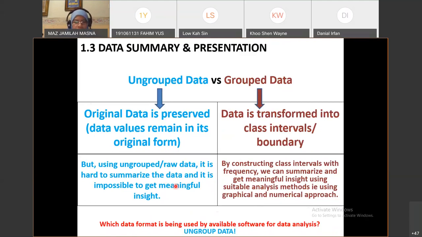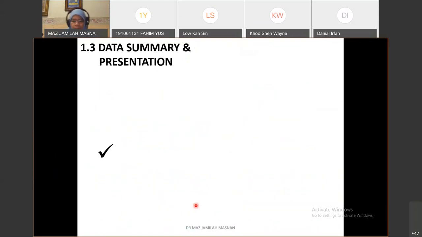ungrouped data. Because why? Grouped data will no longer be used for analysis, except when we use Excel. Yes, definitely we are going to have some process from raw data, we are going to put it into grouped data, and then from that grouped data, we are going to choose what kind of graphical or numerical analysis we can use to reflect our grouped data. But for analysis, I mean directly using available software, they are going to use the ungrouped data, because using the ungrouped data, more analysis can be done. Okay.